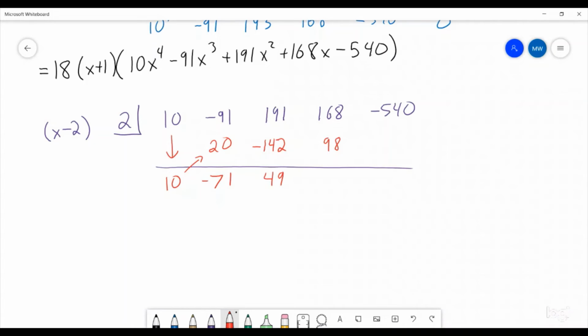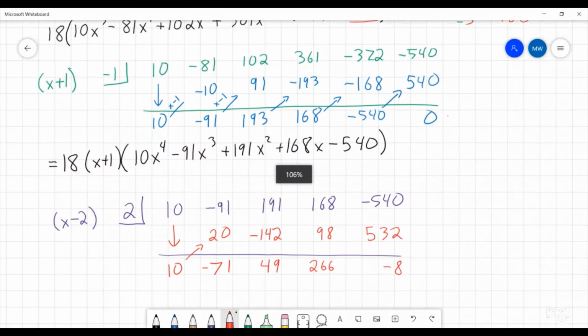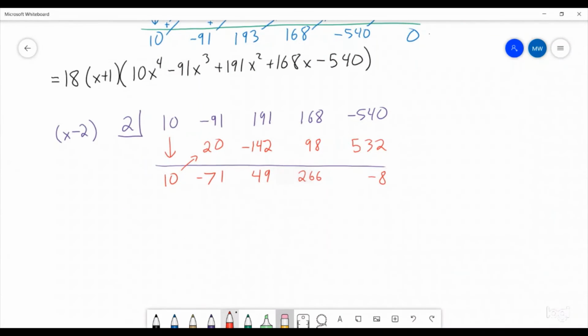Let's see, 168 plus 98, that's 266. Times 2 is 532, which is negative 8. Oh, I was wondering why everything's not working out, because when I constructed it, that was an answer. So it's because I wrote something down wrong. So let's fix all of that.